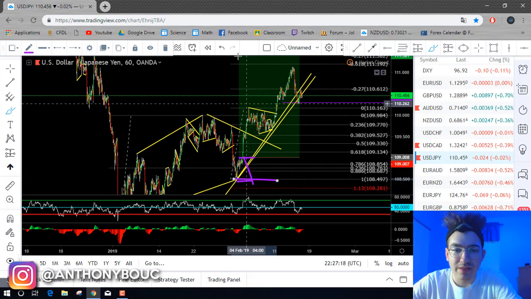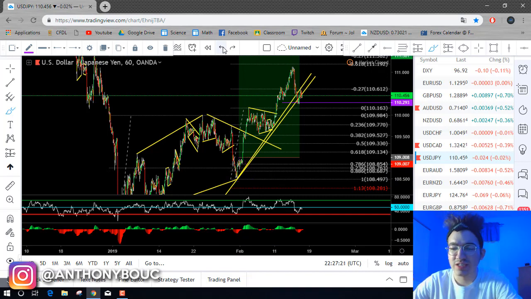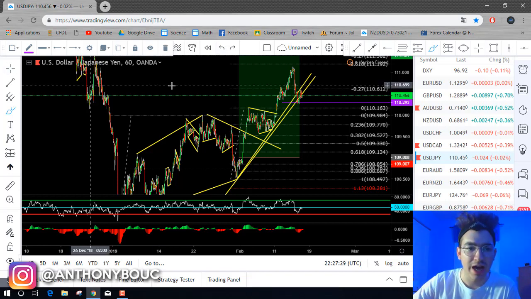Now that was for the stop. And the target, well, as I just showed you guys, I had many different targets and places where I was looking to take profit. The main target was on the higher picture.